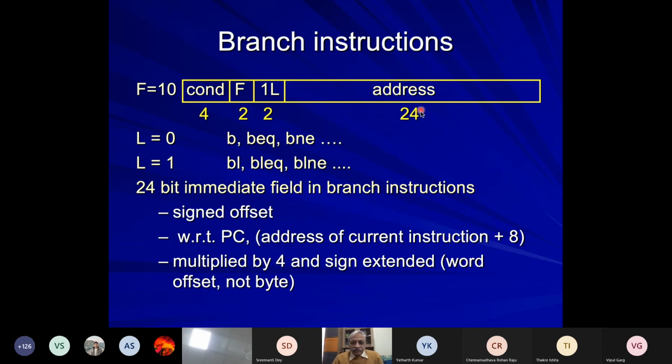offset is added. And this offset is a word offset, not byte offset. So to get the address of the target instruction, you need to multiply it by 4 to get a byte address and do sign extension. It's a signed offset, so it allows you to jump forward as well as backward.